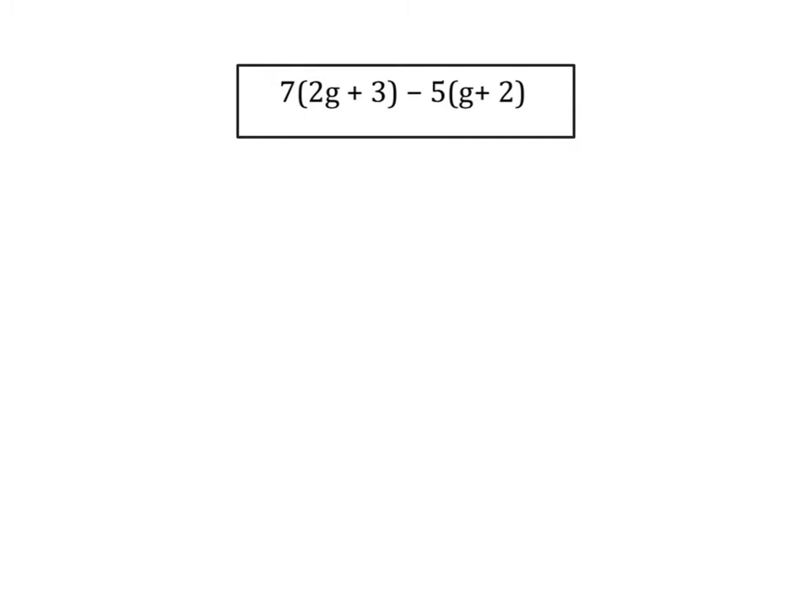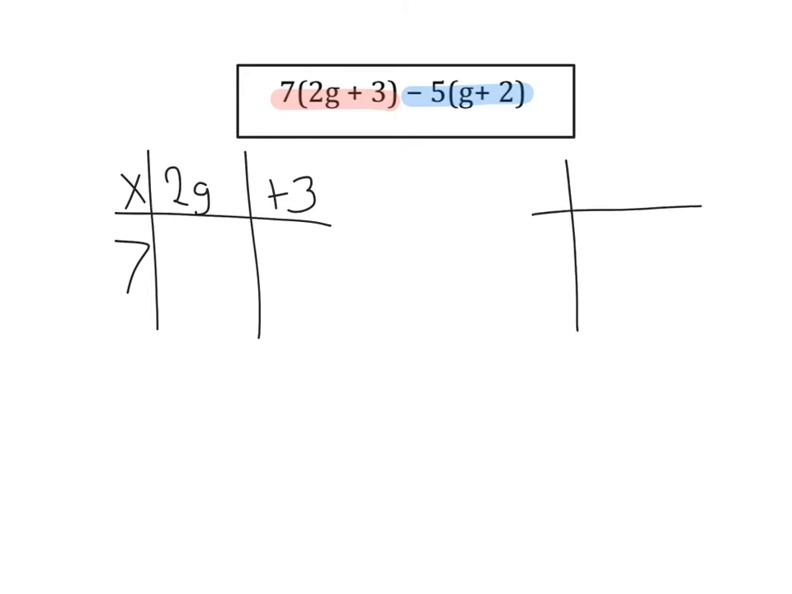Okay, so this question I've got, again, two different grids. So I've got 7 times 2g plus 3, and I've also got negative 5 times g plus 2. Now remember, once we have the answers to those grids, we then just add them together. So my first grid is 7 times 2g plus 3, and my second grid is negative 5, notice how I've put that negative in the grid, times g plus 2.